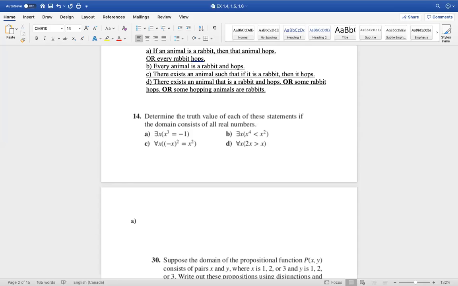For part A, we have there exists an x such that x cubed equals -1, right? We know that there is an x for which, when we take the cube of it, it equals -1. For example, if I take the cube of -1, this equals -1, right? So therefore we can say that this is true.